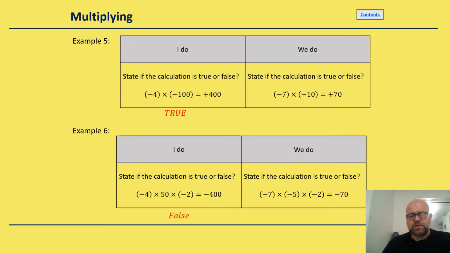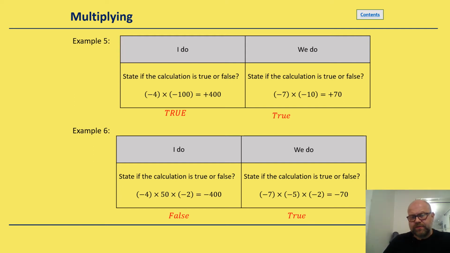Now I want you to pause the video and decide whether these 2 calculations are true or false. Okay, you should have got true and true.